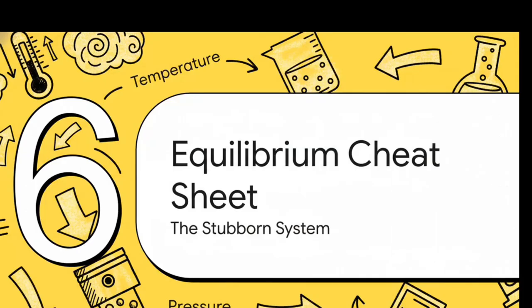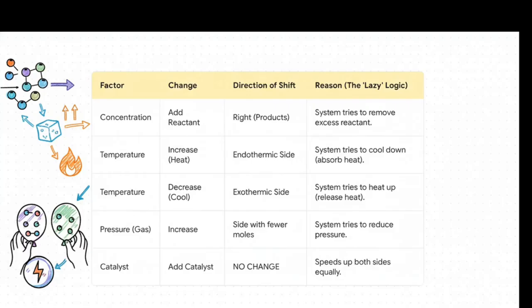Phew! Okay, we've gone through temperature, pressure, and concentration. Let's pull this all together into one powerful summary. Think of this as your personal equilibrium cheat sheet. This table has everything you need.